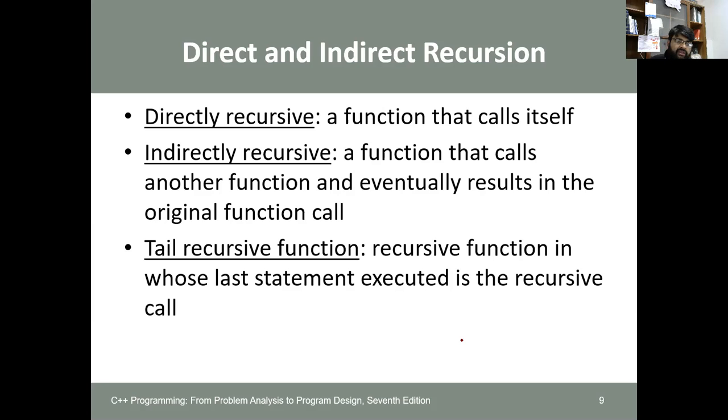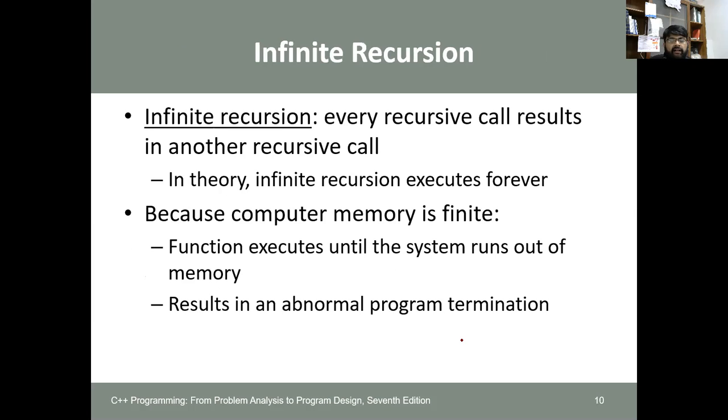So what is a tail recursive function? A tail recursive function is a recursive function in which the last statement executed is the recursive call. So whenever the last statement is basically calling your own self again in a particular function, that function is called a tail recursive function. Of course, you might have code after that as well, but if that is not the case, and instead the last statement is the statement in which the recursive call is made, those kinds of functions are defined as tail recursive functions.